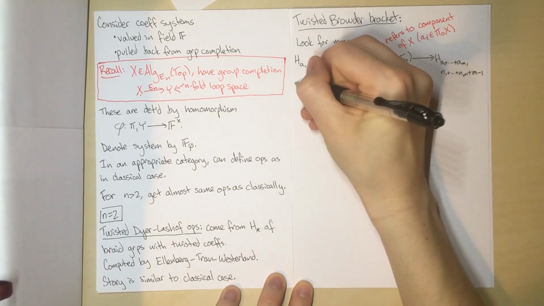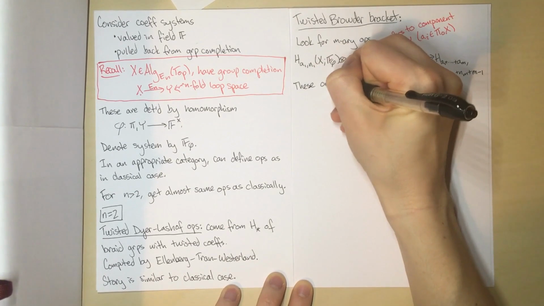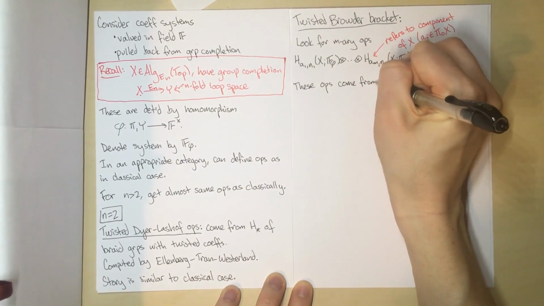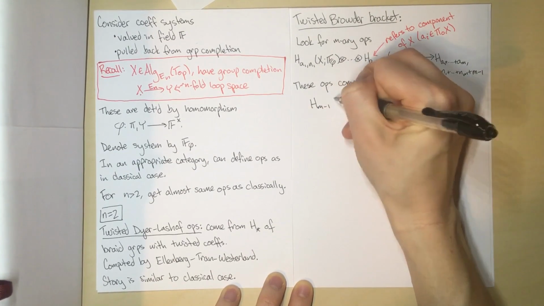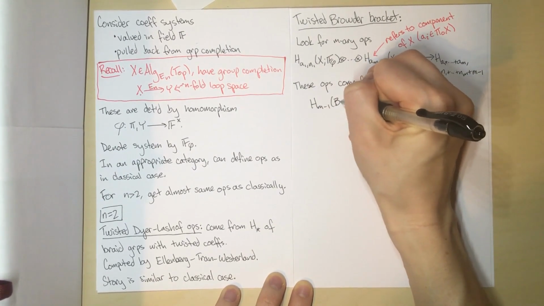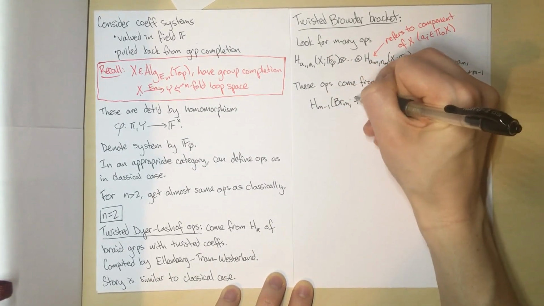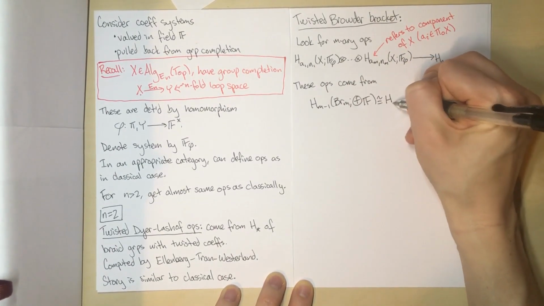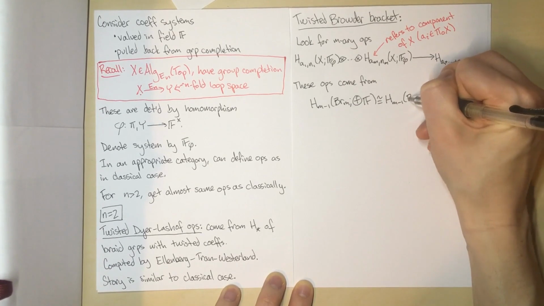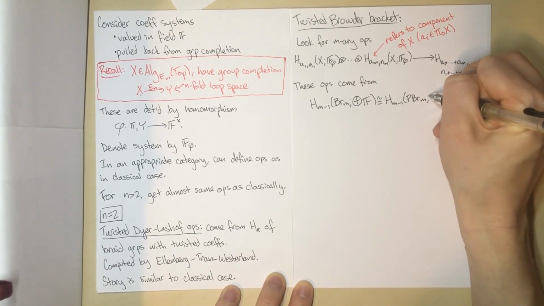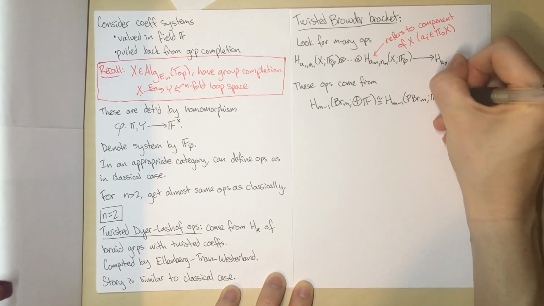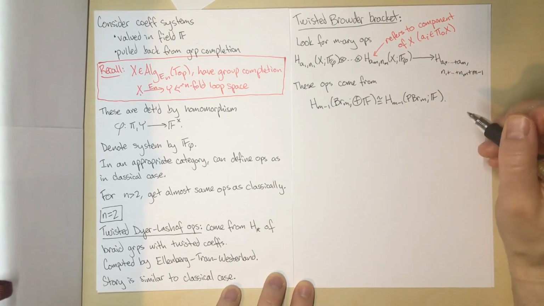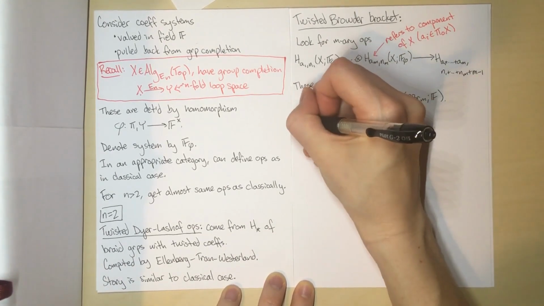And these operations come from the m minus 1 homology of the braid group on m strands with coefficients in a certain representation that I won't describe because it's induced by a representation of the pure braid group. So instead, we'll consider the homology of the pure braid group with coefficients in f. And I need to tell you what the action of the pure braid group is on f in this case.